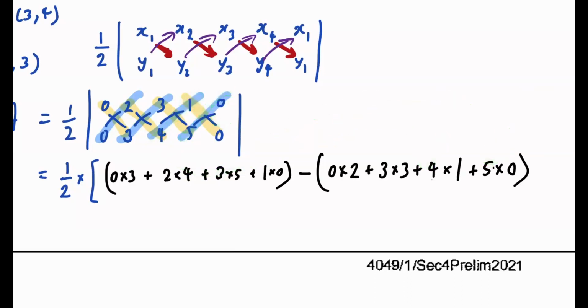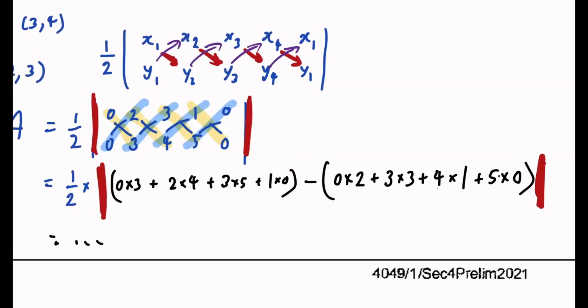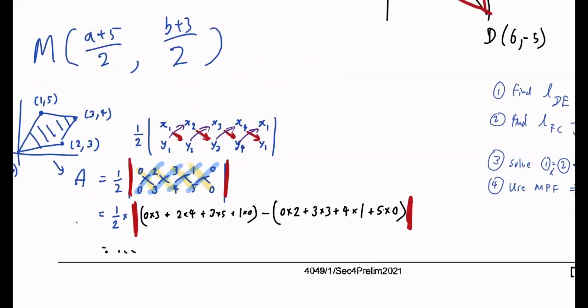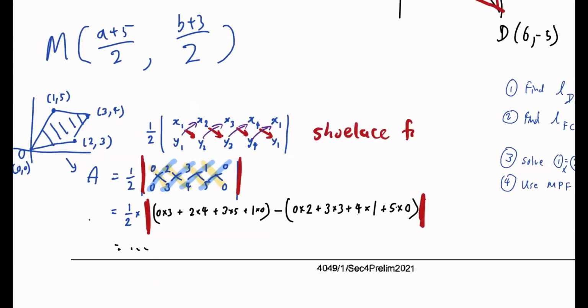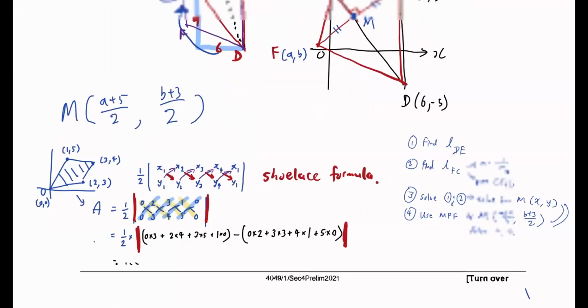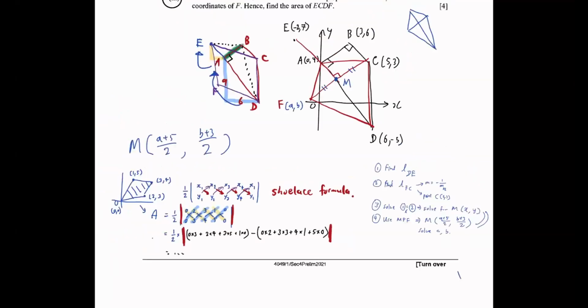Close the bracket, and then just type the whole thing in the calculator and you get the answer. Oh, sorry, this is not a square bracket. It should instead be modulus signs, to make sure it's positive. The shoelace formula is used to find area. You just apply it in this case after you find the point F. Okay, good.